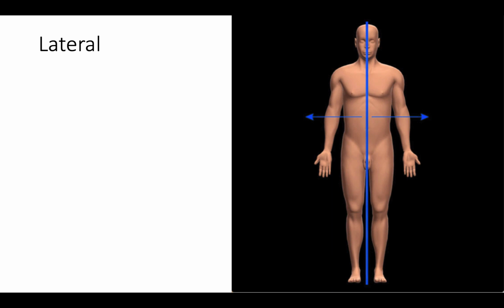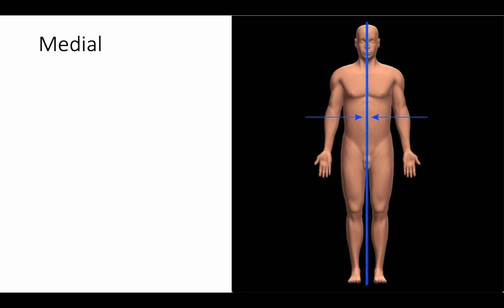Lateral is a term that we use away from the midline of the body. So we could say that the shoulder is lateral to the breastbone, or the ear is lateral to the nose. Medial is the exact opposite term. Medial means towards the midline of the body. So we could say that the breastbone is medial to the shoulder, and the nose is medial to the ears.